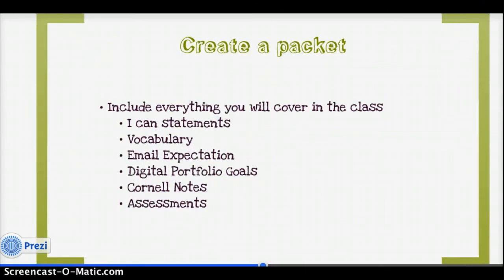Then I created a packet. This helped me keep very focused when I was instructing my students. My packet included the I can statements, student-friendly vocabulary, the vocabulary list that I wanted the students to learn, email expectations, digital portfolio goals. My school uses Cornell notes, so we included those, and then of course the assessments.